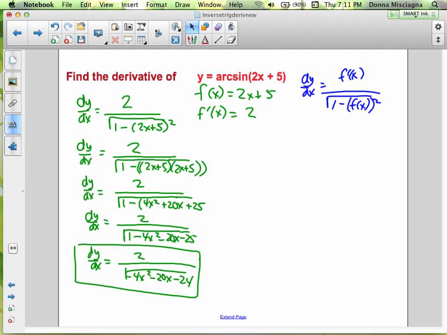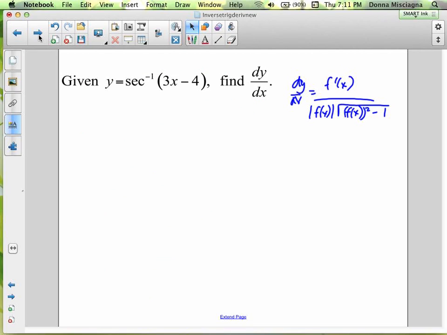All right, let's try another one. One done. This time, we want arc secant. All right, so y equals arc secant of 3x minus 4. Find dy/dx. We've got the formula there for arc secant. dy/dx equals f prime of x over the absolute value of f of x times the square root of f of x squared minus 1. And that equation, maybe I'll put it over here. f of x equals 3x minus 4.